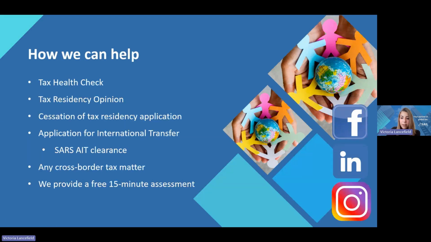Let's talk about how we can help. At Sail International, we offer a range of services, including tax health checks, which can determine your tax residency status and compliance with SARS. We can help with tax residency opinions, which will assess your South African residency and your other jurisdiction status via legislation. We can help apply for the cessation of your tax residency to SARS and formalize your non-residency status. We can reinstate your South African tax residency status. We can help with the application for international transfers, those AIT clearance certificates that allow you to remit your funds out of South Africa. We can help with cross-border tax matters, be it with South Africa or any other jurisdiction, really.